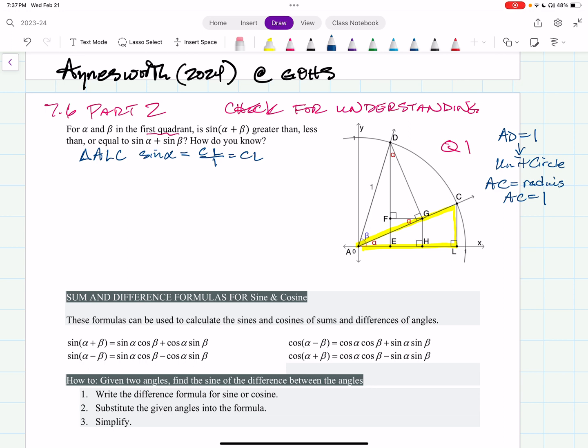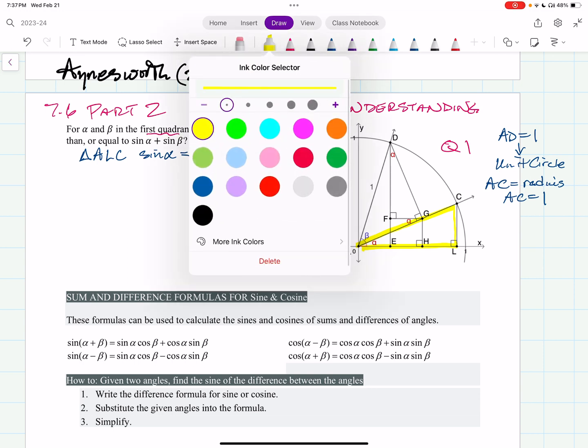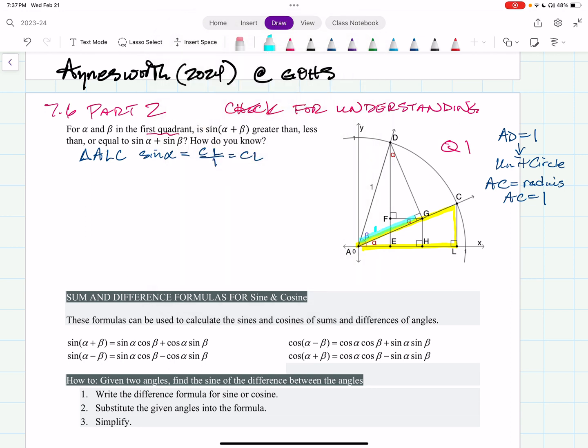Now I need to get an expression for beta, and beta is in a different triangle. So I'm going to switch to AGD. You saw this in my first video, Part 1. Let me draw better here. Okay, there we go. Sorry. That triangle right there is ADG, the one in blue. So sine beta, what is that? Well, again, it's opposite divided by hypotenuse. The opposite of beta is DG, divided by 1, which is DG.